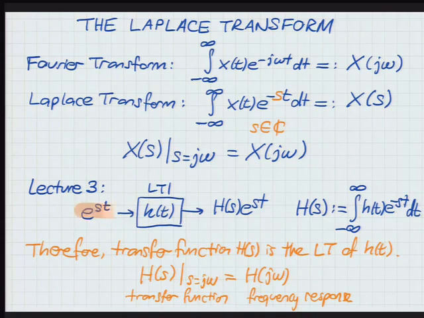It was the transfer function of the system, where we showed e to the st was an eigenfunction. All right, any questions? This is a quick introduction and a quick review of things we studied already.